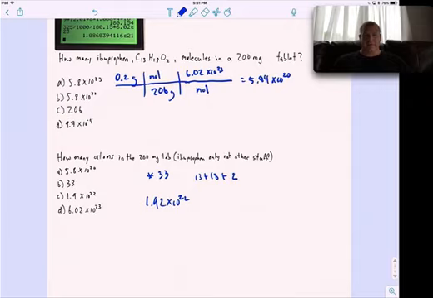And the second question is a trick. Looking at it, 13 carbons plus 18 hydrogens plus 2 oxygens means 33 atoms. So you just multiply the answer by 33 and you get 1.92 times 10 to the 22 total atoms.